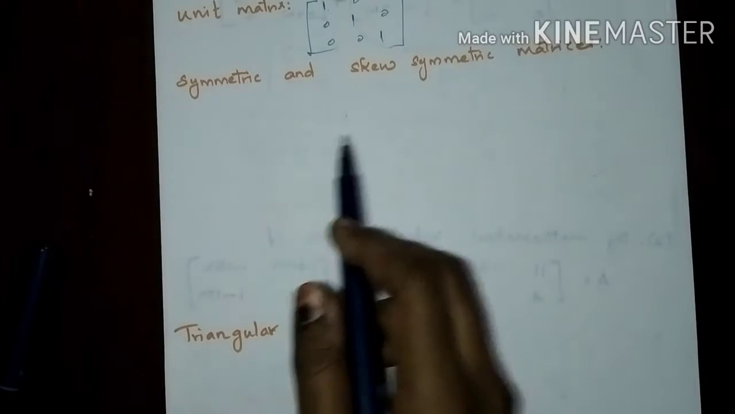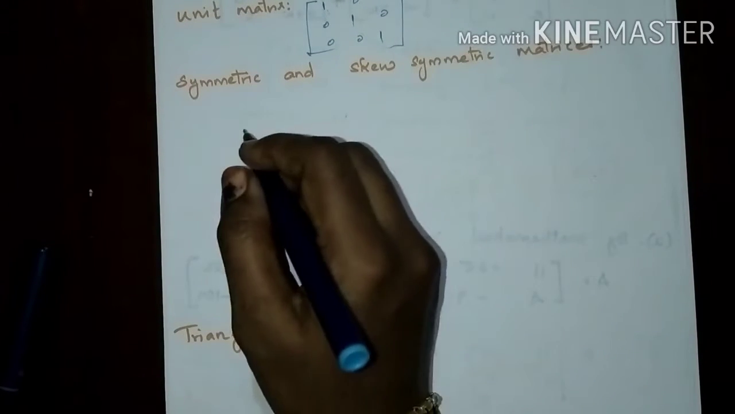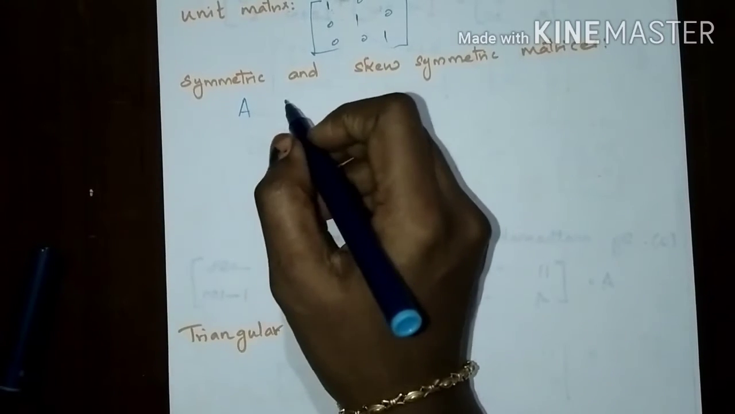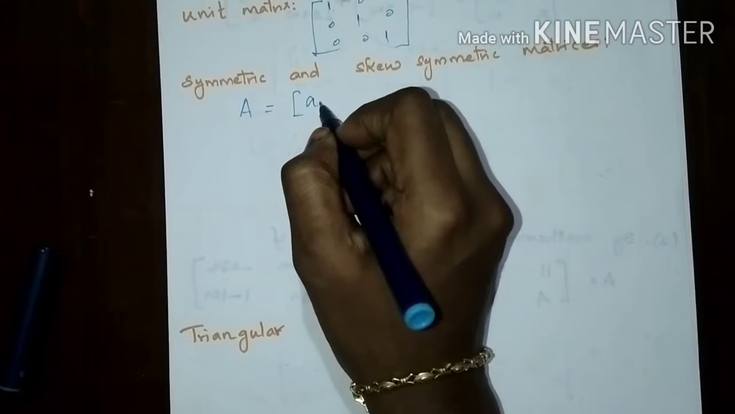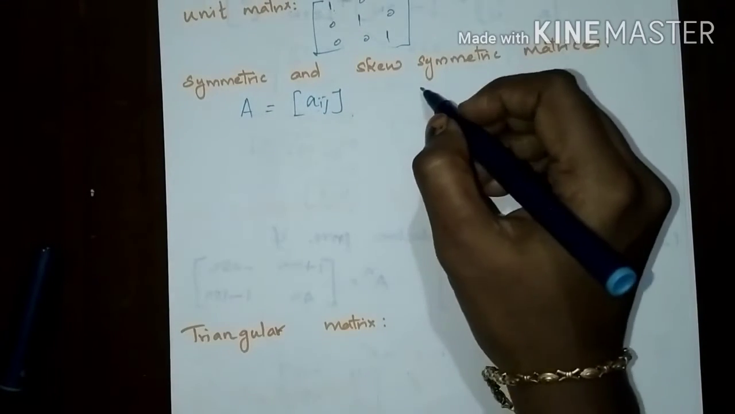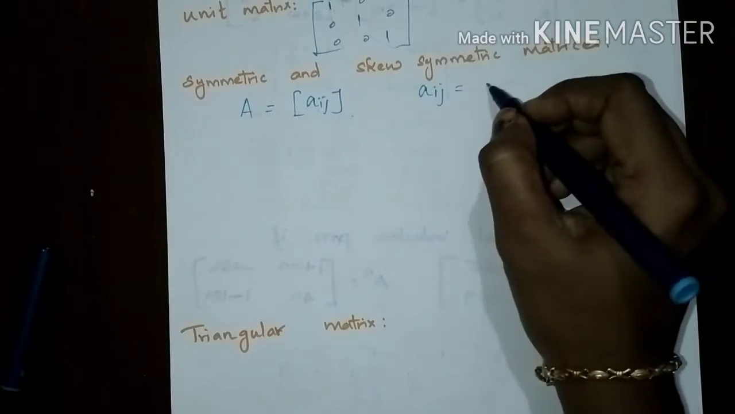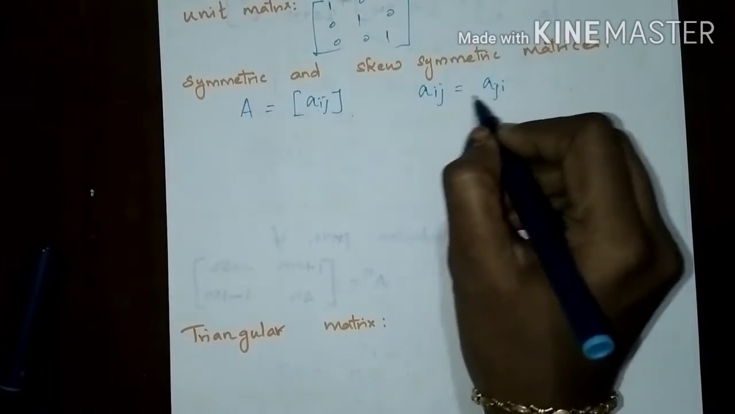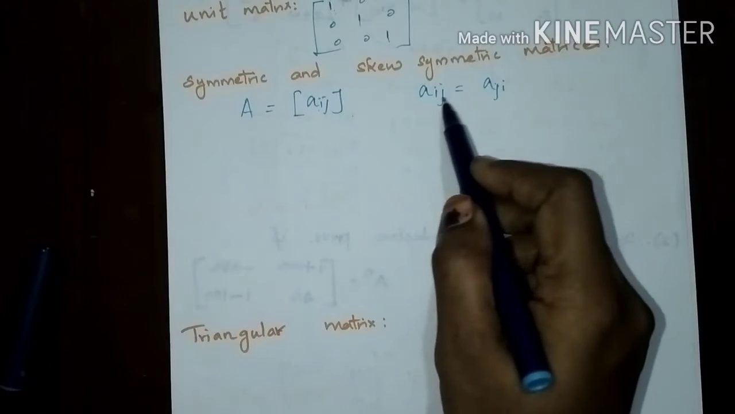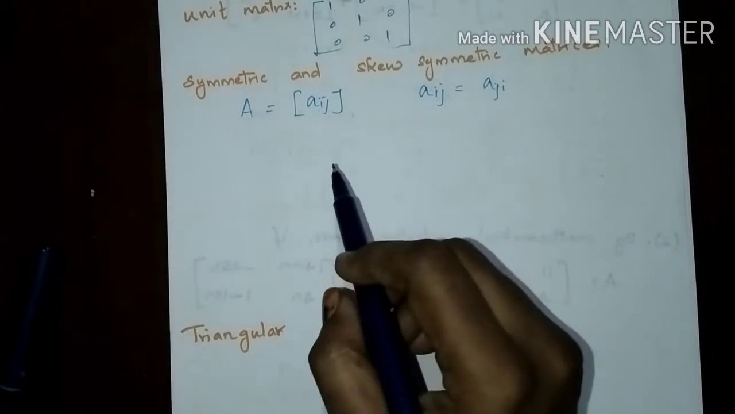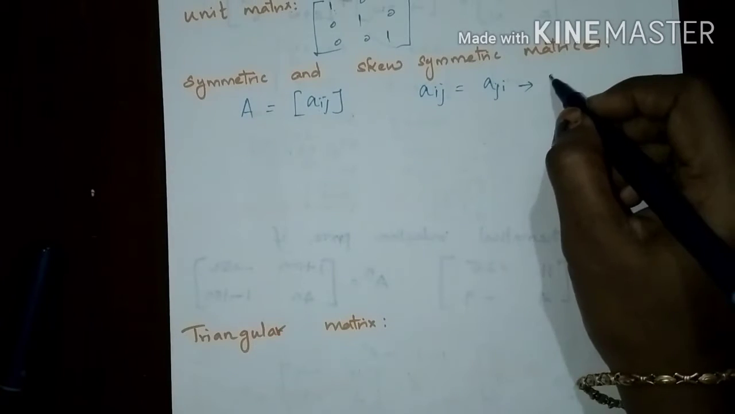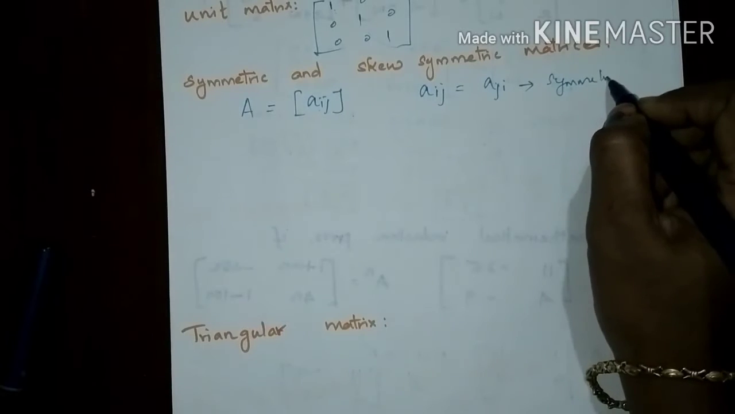Now, symmetric and skew symmetric matrices. Let A be a square matrix with elements Aij. A square matrix A is said to be a symmetric matrix when the elements are equal if you change the rows and columns. If you change a row as a column and a column as a row, the element would not change its value. That matrix is said to be a symmetric matrix.